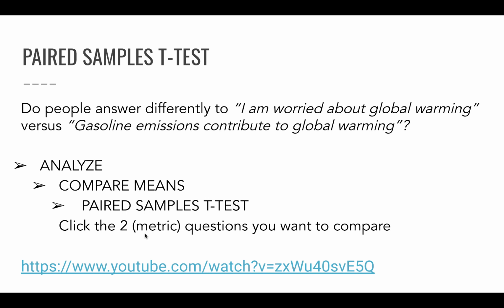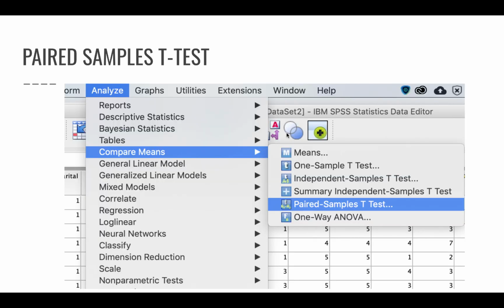And then you click in the 2 metric scaled questions you want to compare, namely these 2. So this is what it looks like with a screenshot in SPSS. You click Analyze, Compare Means, and then you go to Paired Samples t-test.